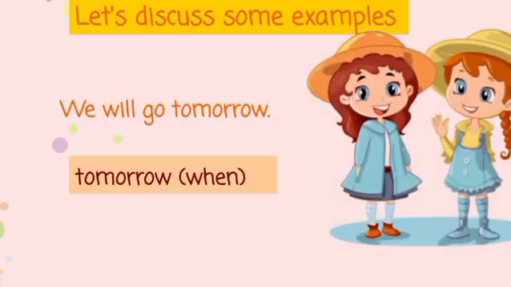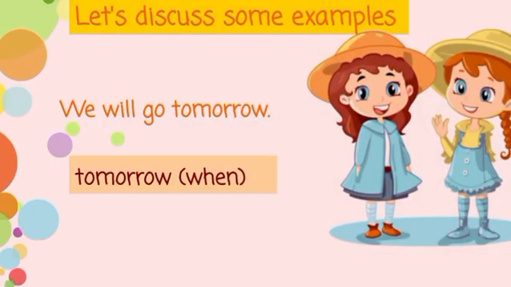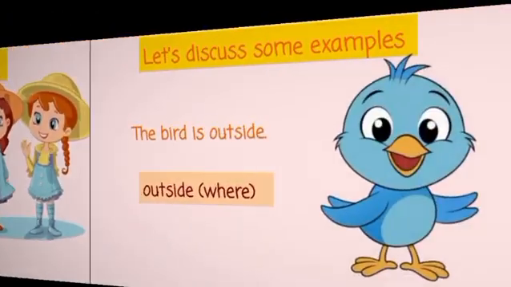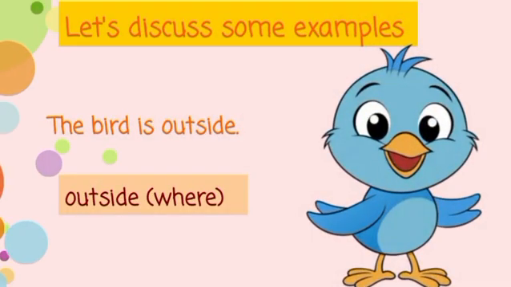In the next example, we have: We will go tomorrow. Here, go is the verb and the word modifying it is tomorrow. It is showing when the action will take place. So tomorrow is an adverb here. Next we have: The bird is outside. Here outside is an adverb.